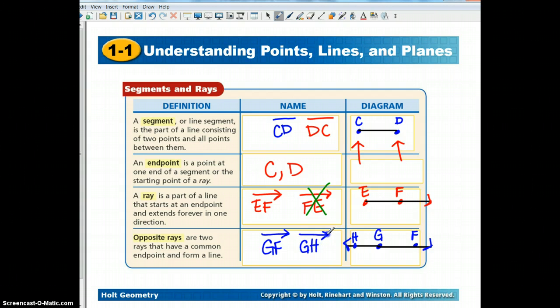Notice that I didn't point the second arrow going left, even though it goes left in my diagram. You can have rays going up, down, left, right, slanted up and to the right. What matters, though, when you name it, is that you start with the endpoint and then write the point that it goes through. Then you can always draw the arrow going to the right. That will be the way that you will see rays named and noted.